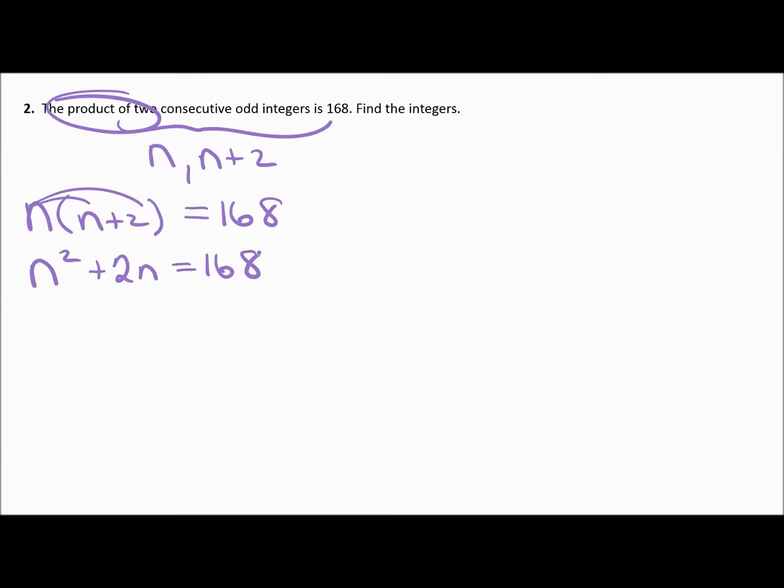This is the point where I realize I have a quadratic equation because I have an n squared. So that means I need to get this equal to 0. I'm going to subtract 168 from each side of the equation, and that's going to give me n squared plus 2n minus 168, and that's going to equal 0. Now what we need to do is find two numbers that multiply to be negative 168 and also add to be positive 2.